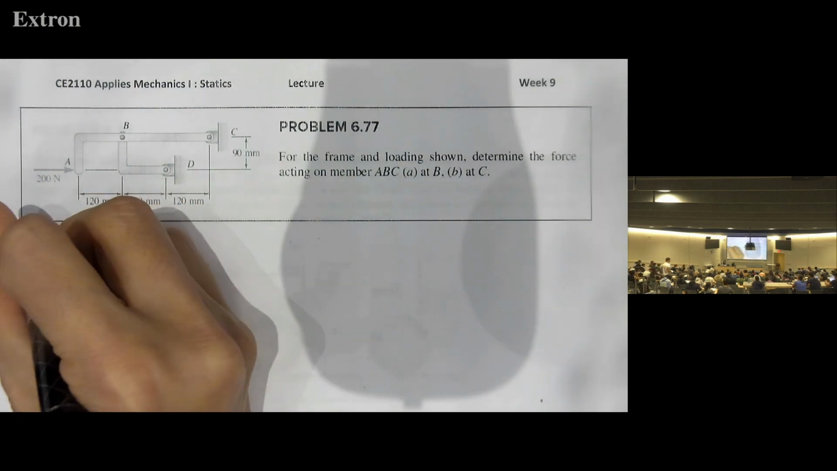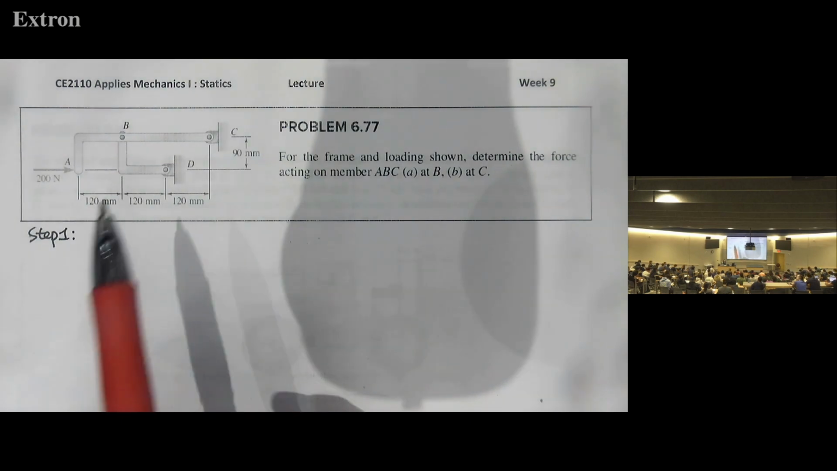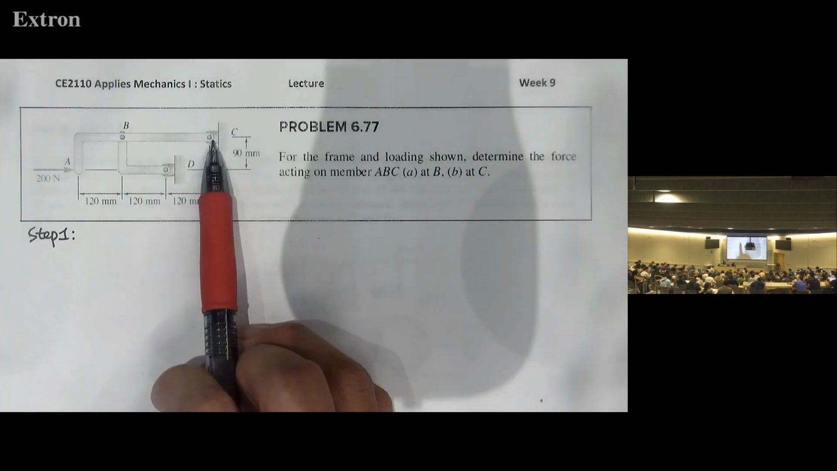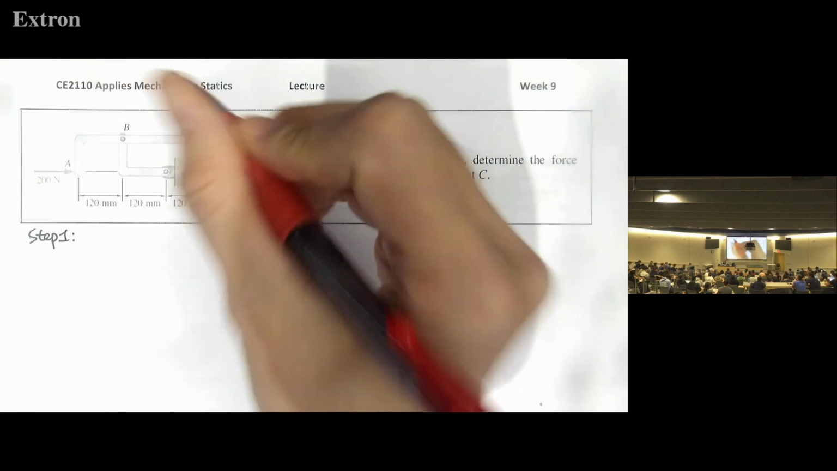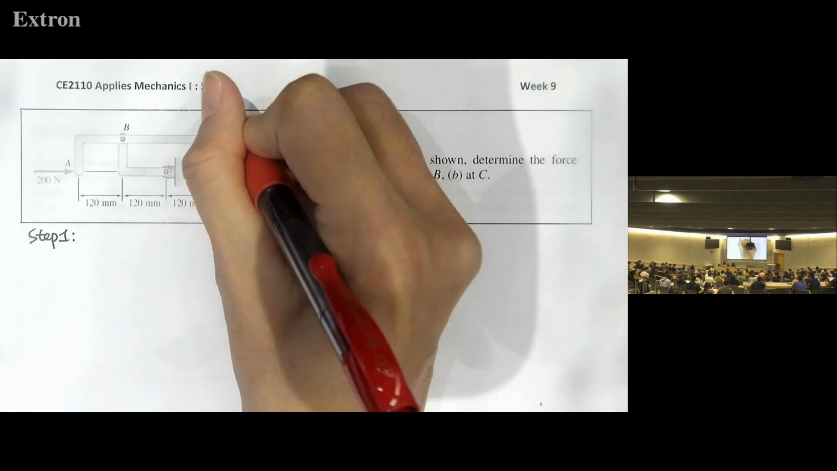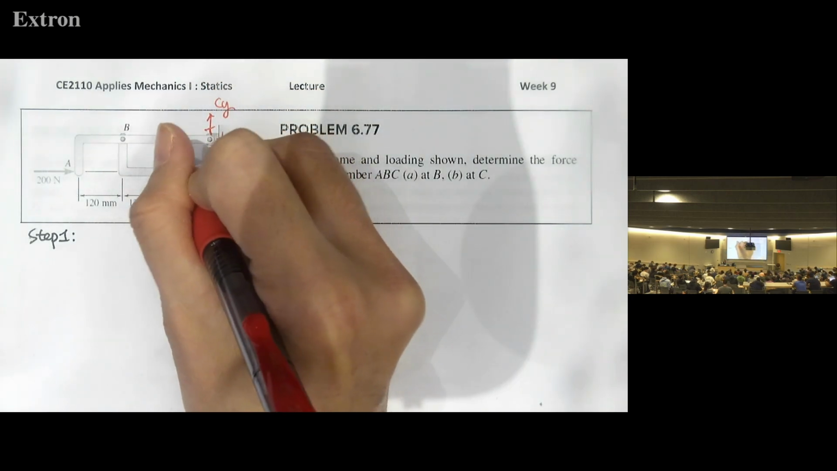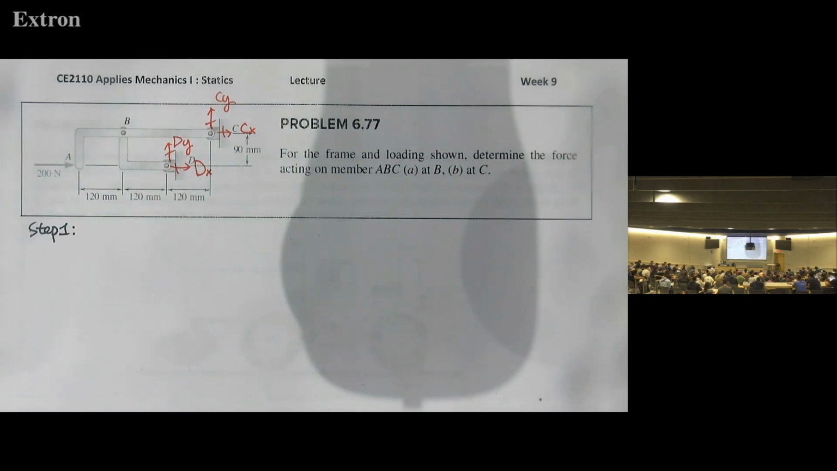So start with the global analysis. We need to find the reactions at C and D using global analysis, but C is a pin and D is a pin. How many reactions do we have for a pin? 1, 2, 3? 2, yes, thank you. So then we can add Cx, Cy here, and Dx and Dy here. So we have 4 reactions, 4 unknowns.